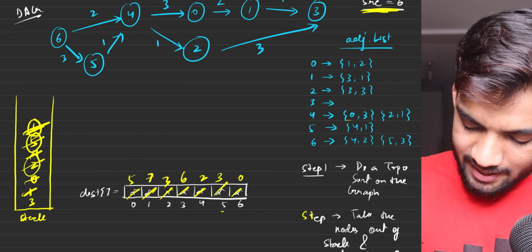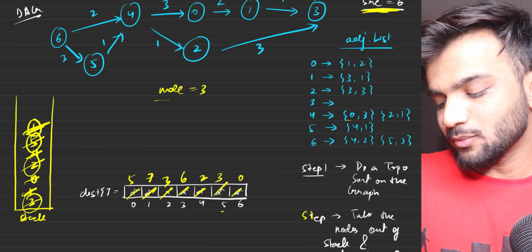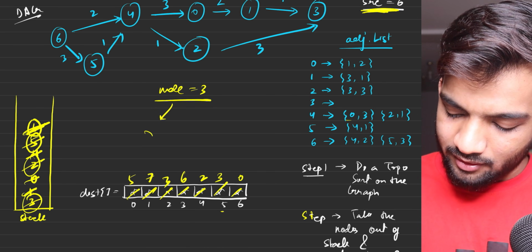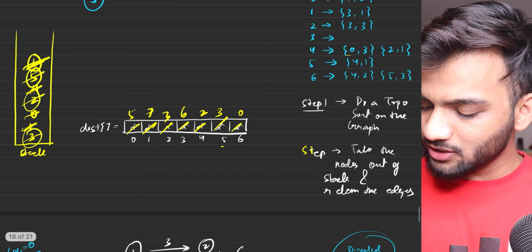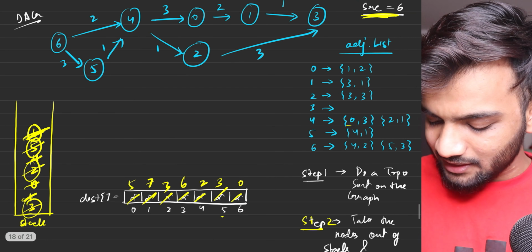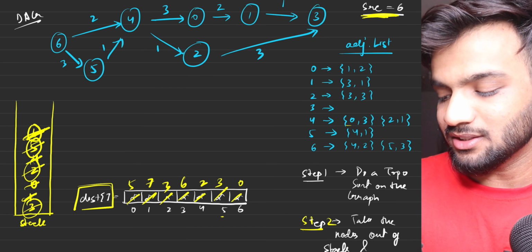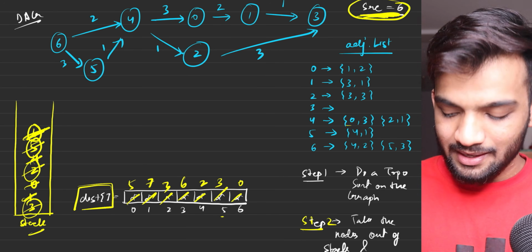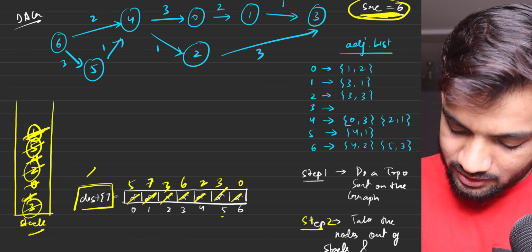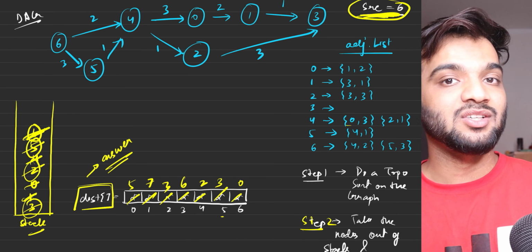Similarly, we'll get the next guy, which is 3. So node is 3. So from 3, where can you go? You can go nowhere. So nothing to be done. Omit this. This is the step 2. So once you have done the step 2, you can see that the distance array actually stores all the shortest distance from the source 6, and the topo sort is empty, and we have figured out this is our answer. Yes, this is what our answer is.